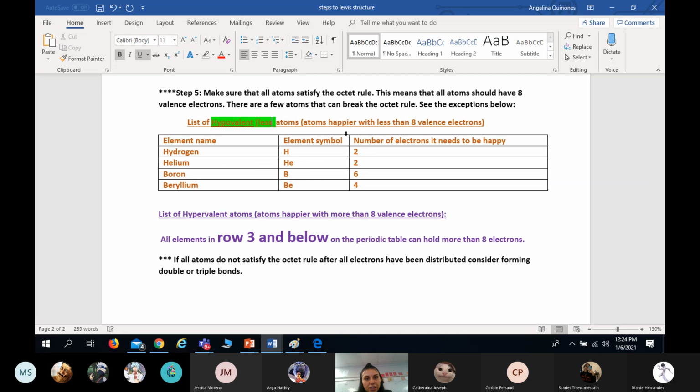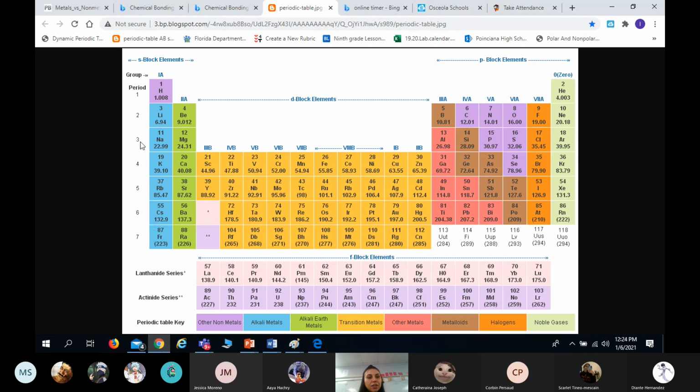So let me just write that, less than 8. I already wrote it here, but never hurts to have repeating. What about hypervalent? What do you guys think that means? If hypo means less than 8, hyper means more than 8. Exactly. So these hypervalent atoms are perfectly happy even if they have more than 8. So the elements that can be hypervalent are row 3 and below. So if we're looking at the periodic table, everything in period 3 and below can have more than 8. If it's in periods 1 and 2, it cannot have more than 8.